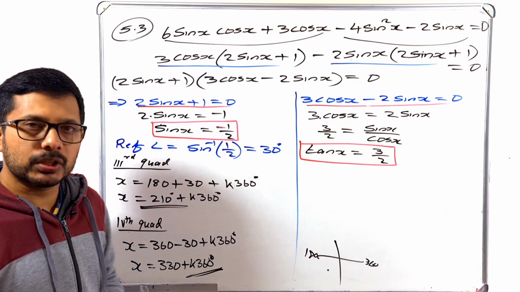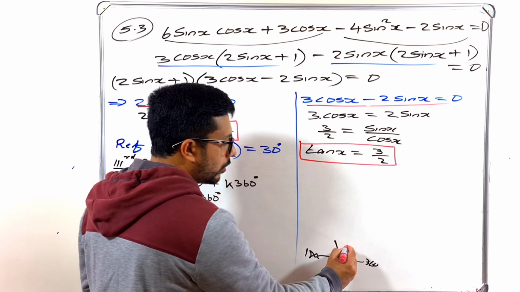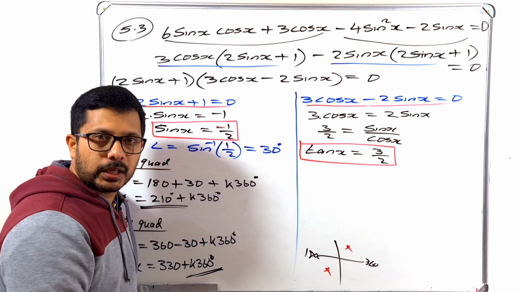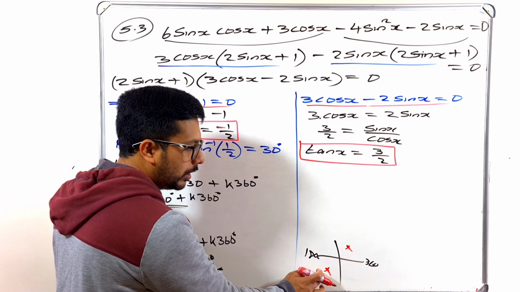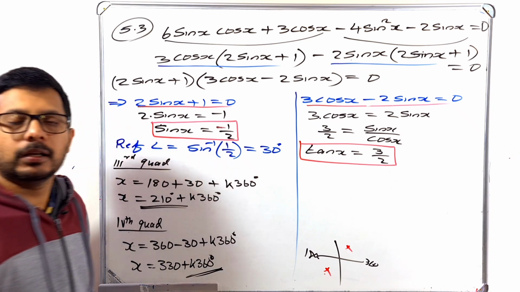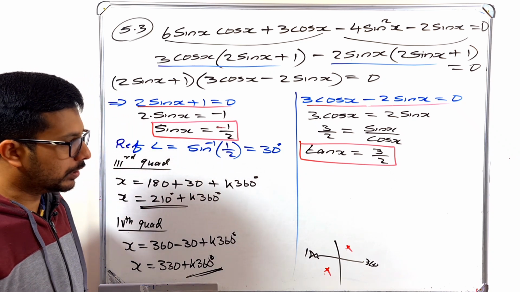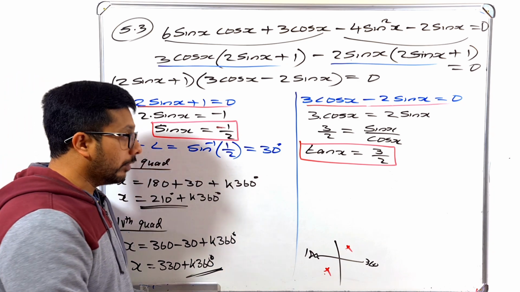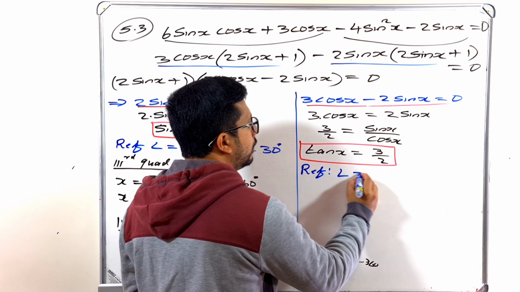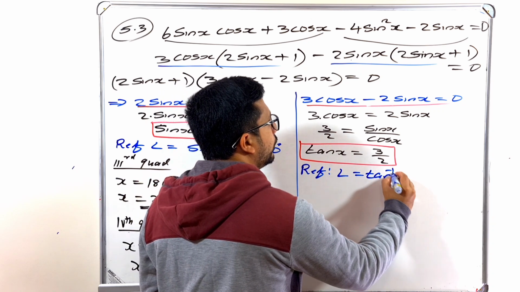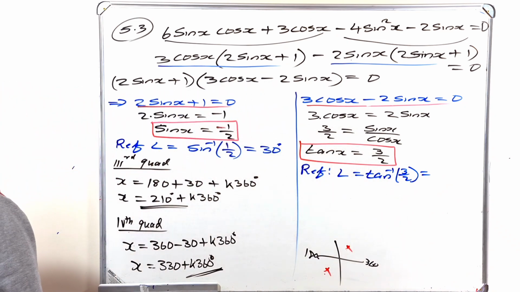Tan is positive in which quadrants? Tan is positive in the first and third quadrants. From the all sin tan cos rule, that means tan is positive here. So first of all, we have to find the first quadrant. First we have to find the reference angle. Reference angle is equal to tan inverse of 3 over 2. Check in your calculator what is tan inverse of 3 over 2.